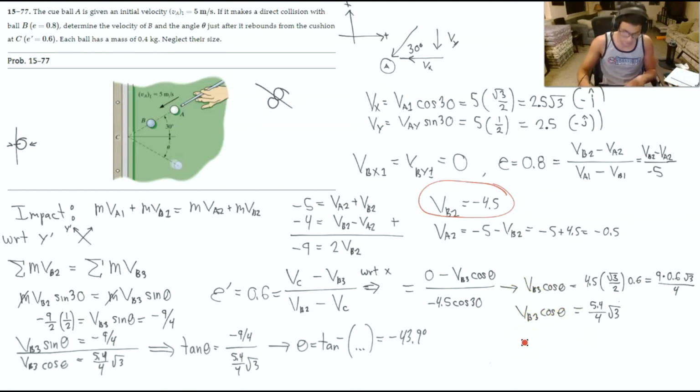Okay, I need some more space. Okay, and now we have what? So we'll use this to find VB3. So VB3 is going to equal 5.4 divided by 4 square root 3. And then we're going to divide by the cosine, so we're going to have secant. And then we're going to put this angle in here.